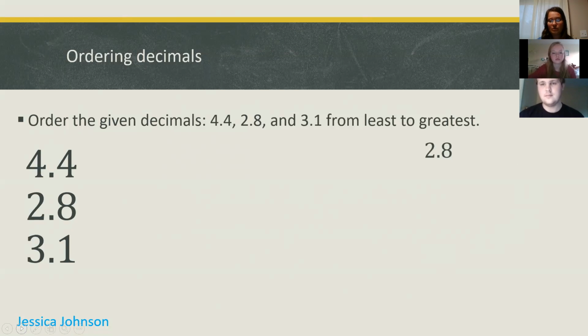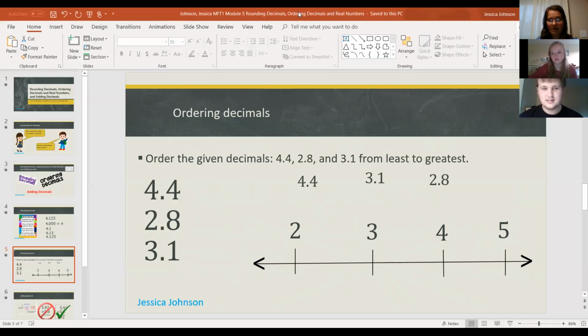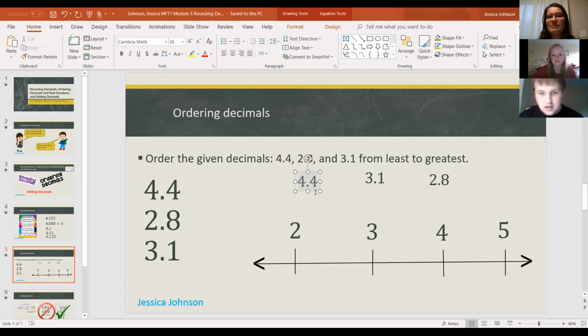What do you think we need to do to start ordering our decimals? Ooh, we need to look at the highest place value in the ones place left of the decimal and then compare from the lowest value to the highest value, or least to greatest. You're right, Jared. So we're going to look at the 4, the 2, and the 3. Jared, I'm going to give you control of my computer now, and I'll order you to order these decimals from least to greatest on the number line, please.